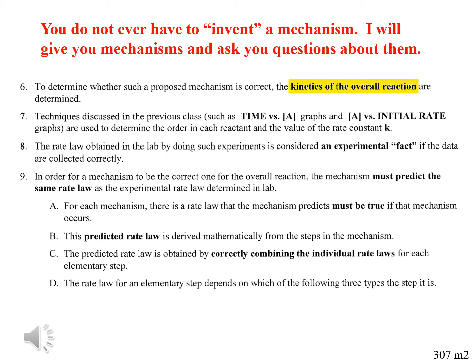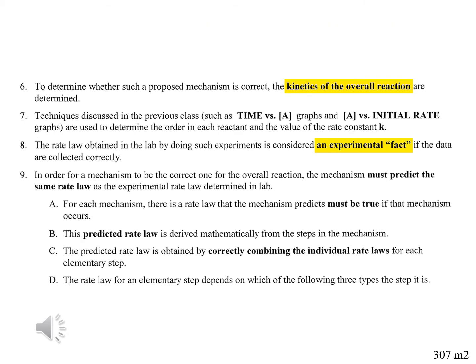They will first of all do the kinetics of the reaction in the lab. In other words, they'll go through and do all of those things we did last class. They'll measure time courses and get all of those graphs, find out the order and the K value. And once you've done that, they consider that an experimental fact. It's been measured. There's no way to contradict it because it's just math.